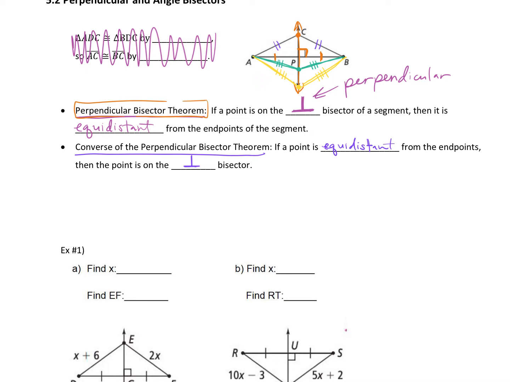So same thing. Now we're saying if I know that these two pieces are congruent, for instance, then I know that this point is on the perpendicular bisector of the segment. Okay, the point that's going to cut that segment in half and make it 90 degrees. Questions on that?